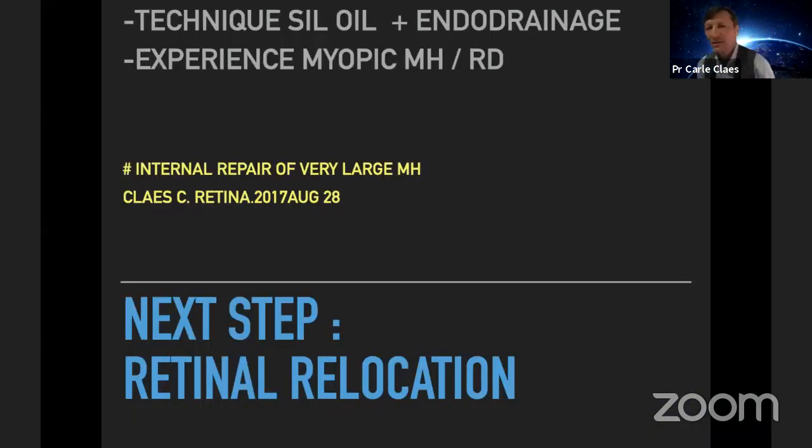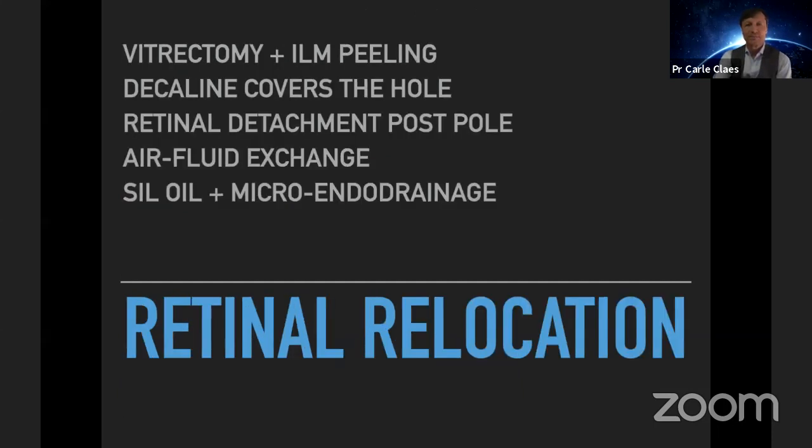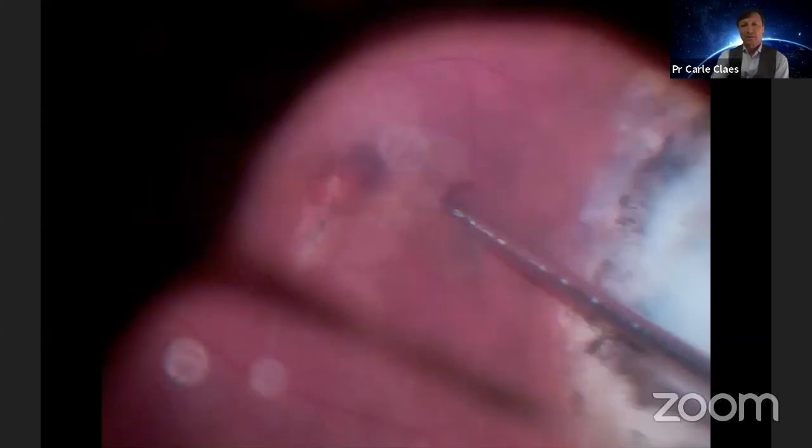So the technique of silicone oil combined with endodrainage and the experience we have with the myopic macular hole combined with retinal detachment led us to this technique of retinal relocation that we published in Retina Journal 3 years ago. So I will show you the picture. Here is a case where we first perform the ILM peeling around the hole. This is a traumatic macular hole.